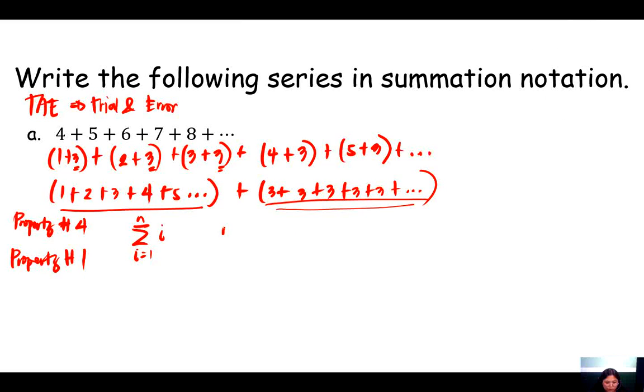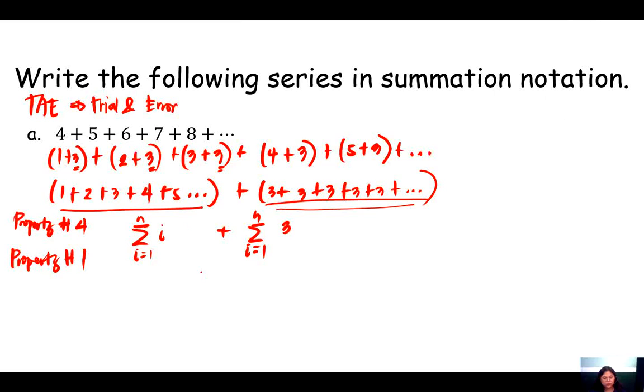So, we have plus the summation of n, Cn. So, we have 3n. Okay, so we have 3n. Or we can write this as 3 lang. Okay, kasi hindi pa naman natin siya inaano, class. So, we use property 1.